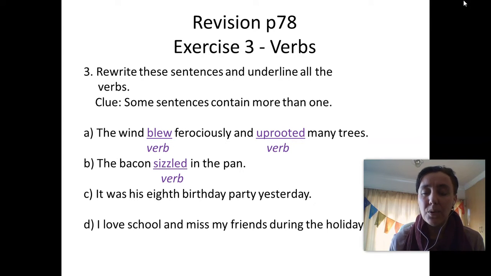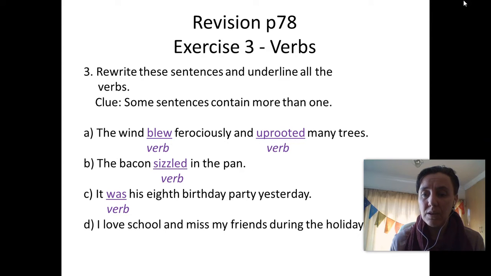Let's look at C. It was his 8th birthday party yesterday. Now, I know some people struggled to figure out which was the verb. Yes, there is a verb in the sentence. In fact, sentences, in order to define them as sentences, must have a verb. So, can you see what it is? Let's have a look. There it is, was. The other day we corrected our work and we said that is a verb. Now you can see that is and was are different tenses of the same word. So there we go.